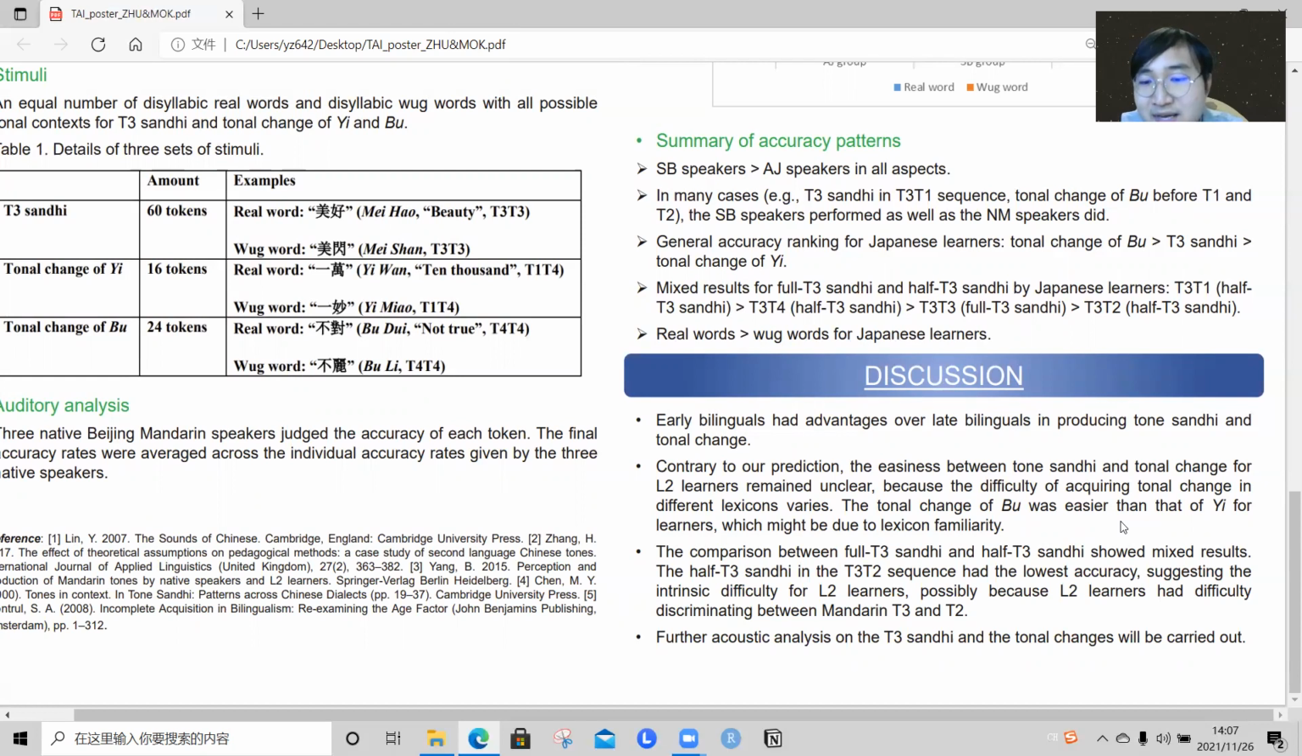The half tone 3 sandhi in T3, T2 sequence had the lowest accuracy, possibly because L2 learners had difficulty discriminating between Mandarin tone 3 and tone 2. And acoustic analysis on tone 3 sandhi and tonal changes will be carried out.